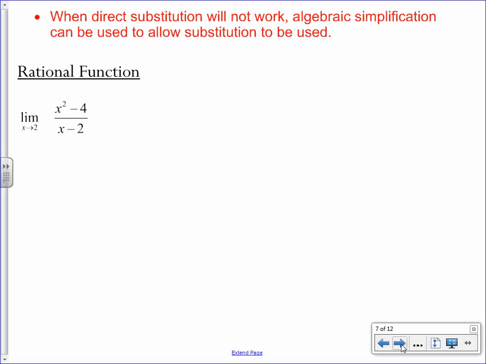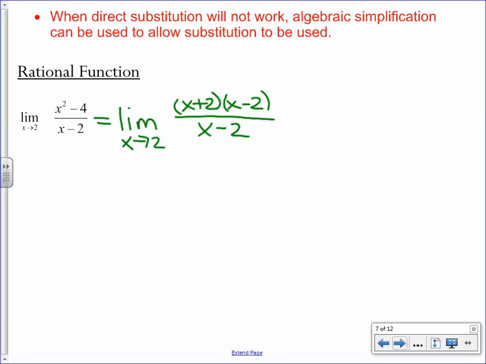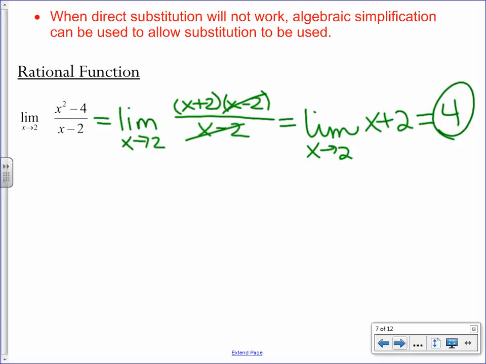And you cancel out when we can cancel out factors. So if we try to plug this 2 in, what happens? We have a 0 in the denominator. Well, before we say that the limit doesn't exist, let's go ahead and factor everything out. And what happens? We have factors that cancel. And so now we're left with the limit as x approaches 2 of x plus 2, which would be what? 4. So the limit does exist because it's a hole there.